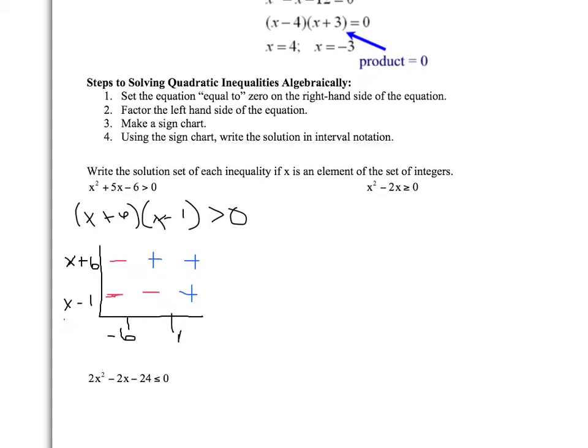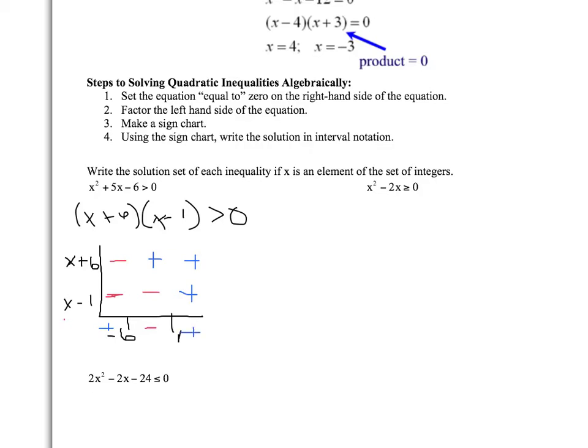Now, here's the final piece of it. A negative number times a negative number will give you a positive value. Now, a positive number times a negative number will give you a negative answer. A positive number times a positive number will give you a positive value.